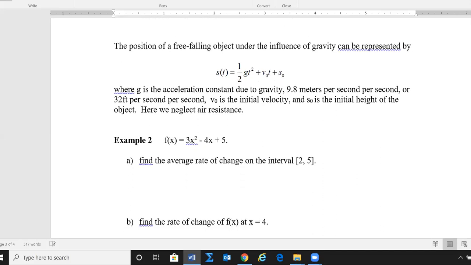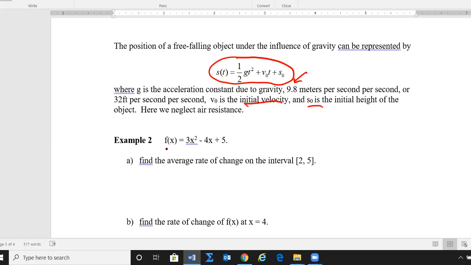To do this example, we're going to use this derived formula for the position of an object free falling under the influence of gravity only. So this is considered an object moving in a straight line from someplace above the ground, heading straight to the ground. And g is the acceleration constant due to gravity, 9.8 meters per second squared, or 32 feet per second squared. V0 is initial velocity, and S0 is initial height. This would be given for a given context.